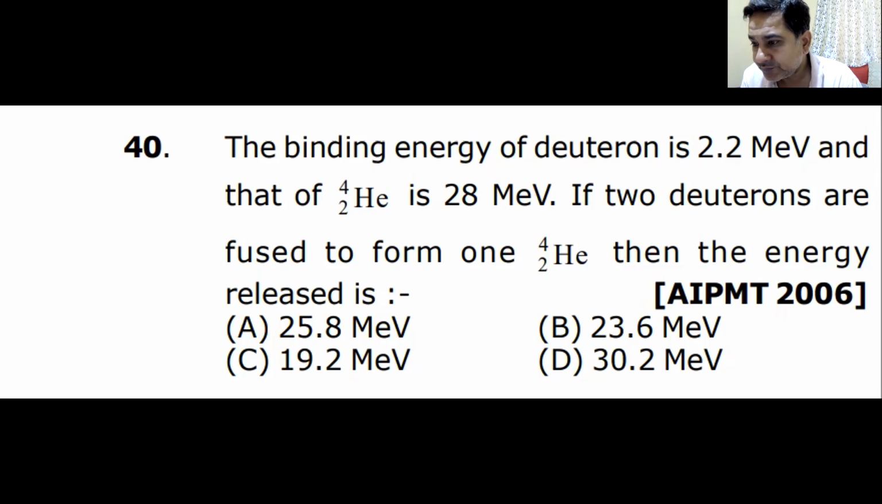Shall I help you out? We have done this question before. You gave me the answer C minus A minus B. Do you remember that question? The energy released is the binding energy of the product minus the binding energy of the reactants. Do we remember this? Binding energy of the product is 28, minus the binding energy of the reactants, 2 deuterium. 28 minus 2.2 minus 2.2. And the answer is 25.8.